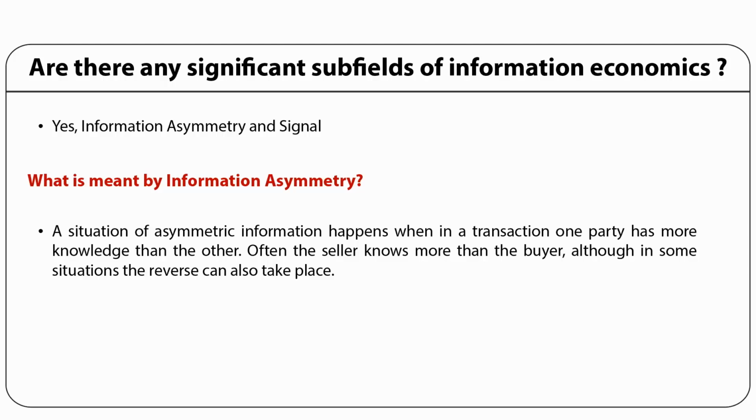For example, in retail markets, the seller will always have more knowledge than the buyer, whereas while taking a life insurance, the buyer knows more about his health status than the seller. Such imbalance of power in transactions can sometimes lead to market failures. Thus, information asymmetry studies the decisions in such transactions.